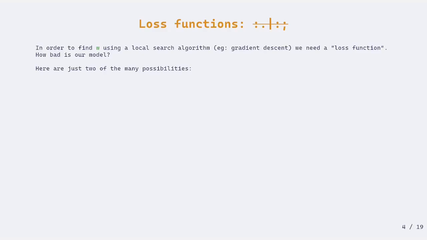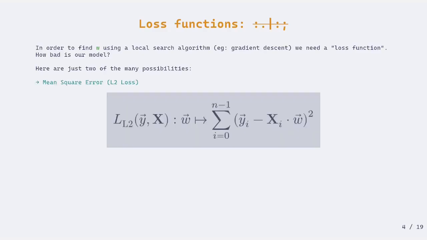So in order to evaluate our model and find our own W that best matches W star, we want to use local search, like gradient descent. We're going to need a loss function to say how bad our model is. And here are a couple of the possible functions we could use. Option number one is mean squared error loss.